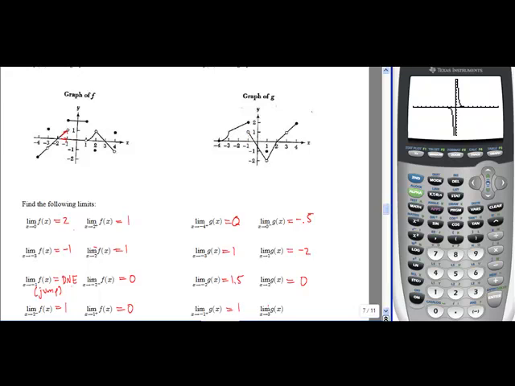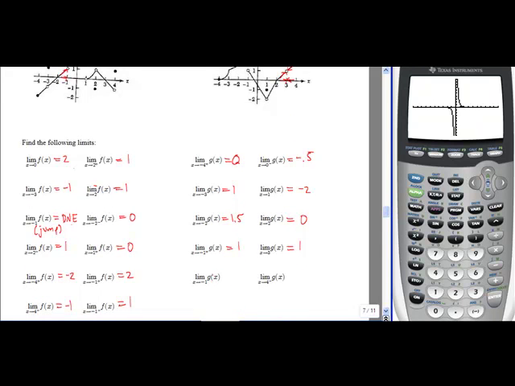How about the limit as I approach 3? From the right-hand side, I'm driving down towards that hole. From the left-hand side, I'm driving up towards that hole. That hole is at a height of 1. Doesn't matter that there's a hole there, so my limit is just 1.